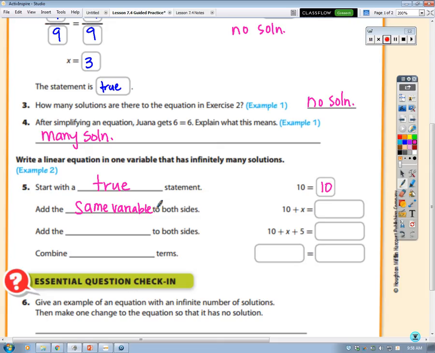So on this side, what am I going to have? One more time. What am I going to have on this side? Yeah, the same thing. Because I had 10, I added a variable, the same variable to both sides. What do you think you do next? Add the blank to both sides. What did they do? They added a constant. Same or different? Same, because we are keeping things balanced.